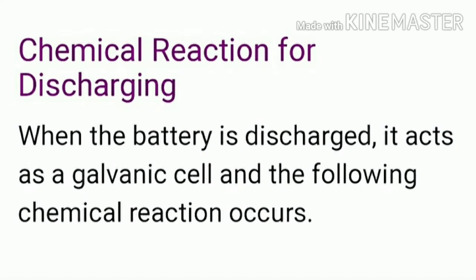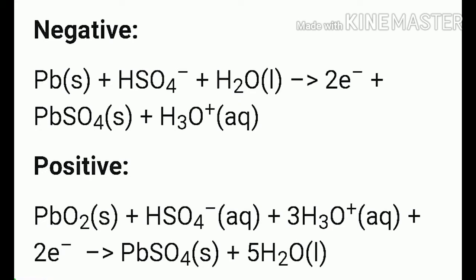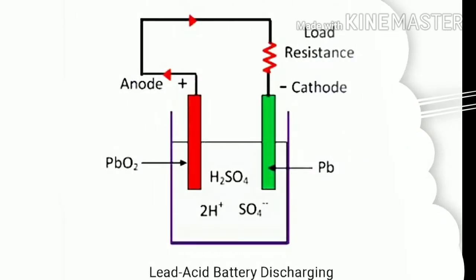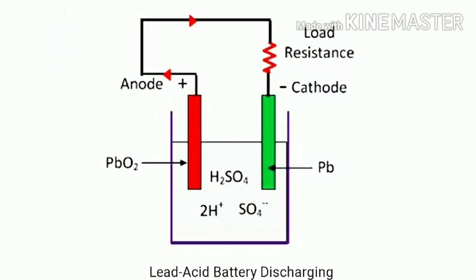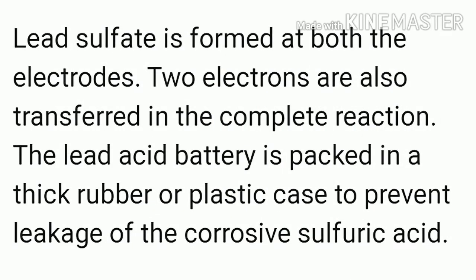Chemical reaction for discharging. When the battery is discharged, it acts as a galvanic cell, and the following chemical reaction occurs. Lead sulfate is formed at both the electrodes. 2 electrons are also transferred in the complete reaction. The lead acid battery is packed in a thick rubber or plastic case to prevent leakage of the corrosive sulfuric acid.